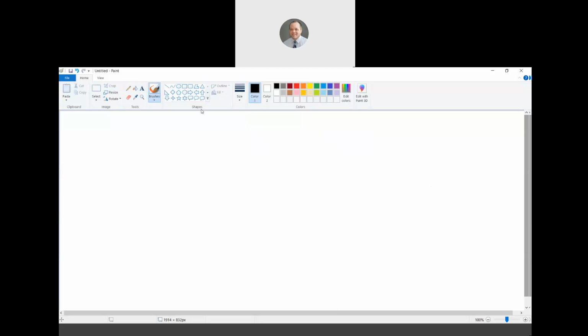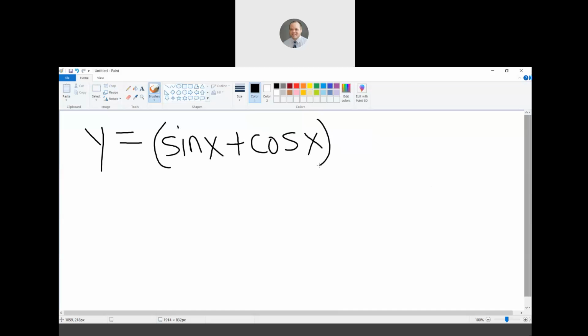We have y equal to sine x plus cosine x, and that's all in parentheses, and it's being multiplied on the outside by secant x. Now, before you use the product rule, just multiply or distribute by the secant x.